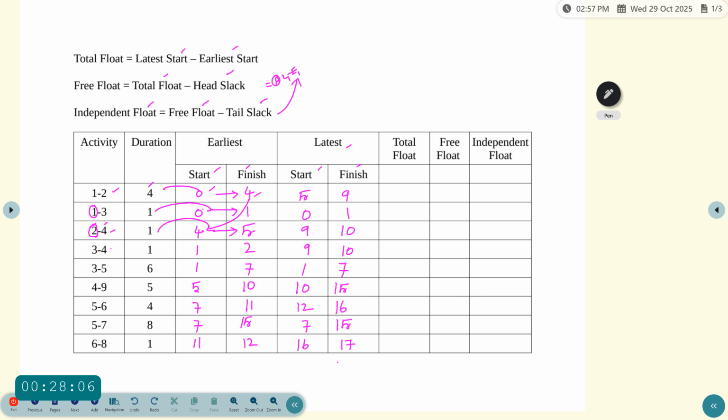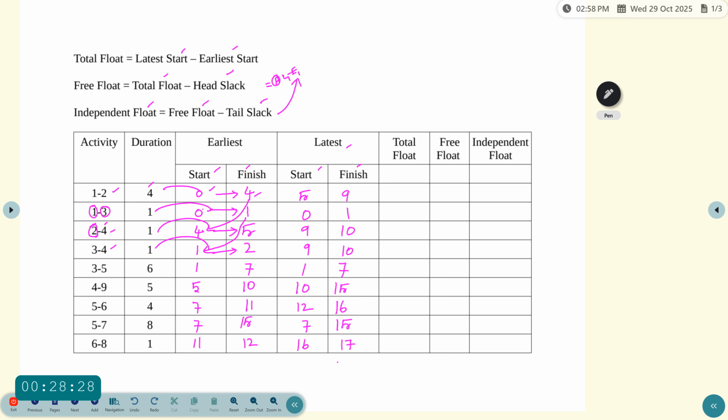So see the next activity which is 3 to 4. So check the previous activity, which one is the ending value 3. So second activity is ending 3 and then finish value is 1, which is the starting value. So we have to write 1 and then adding with duration 1, we have 2. So 1 plus 1 equal to 2.